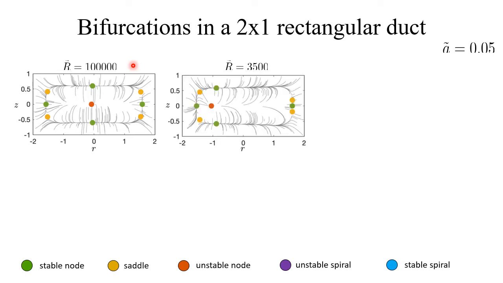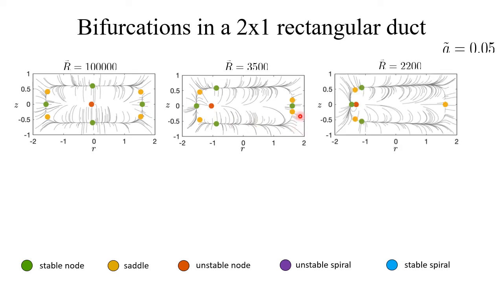Now, as the band radius is reduced to 3,500, the two saddle points near the top right and bottom right migrate towards the stable node on the right. And then as the band radius is decreased even further, we see a bifurcation. The two saddle points and the stable node merge to give a saddle point. So this is a subcritical pitchfork bifurcation.